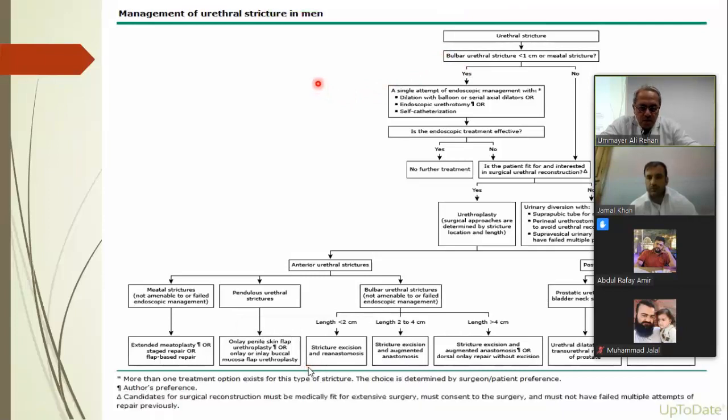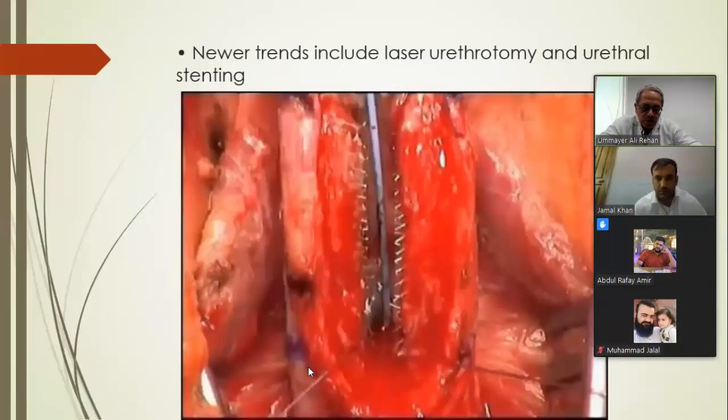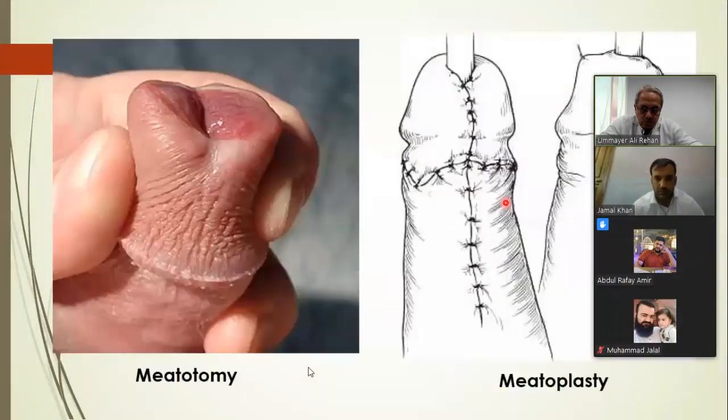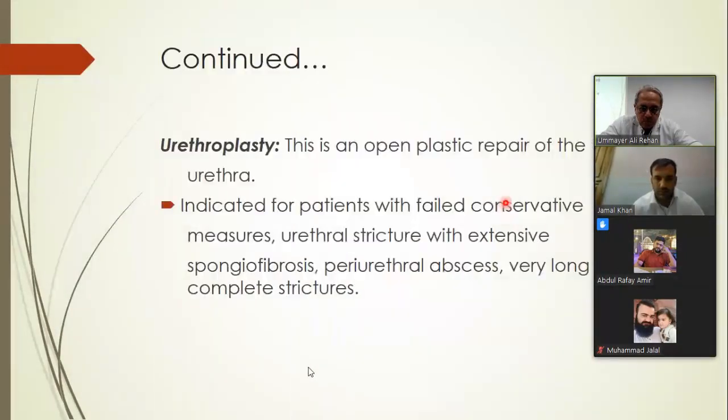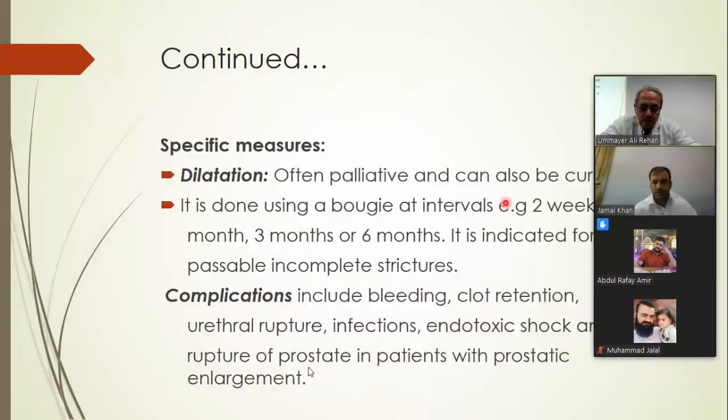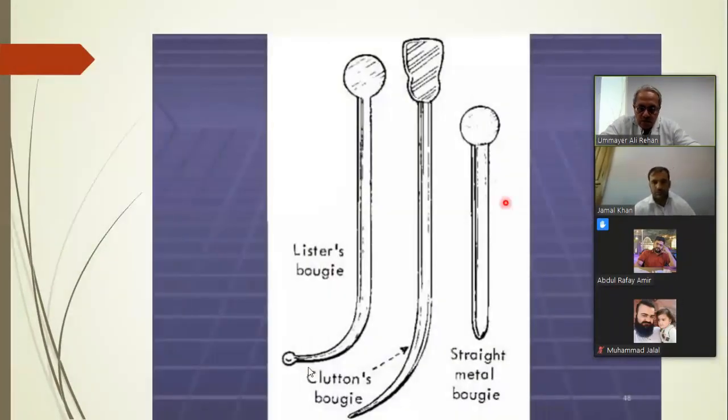Jamal, if you just go to the picture of the metal bougie, then I'll be able to show it more properly. Yes, you see the figure on the left-hand side. It has a tip which is known as the olive tip. It is just like an olive. Olive means zaitun ki shape ka.